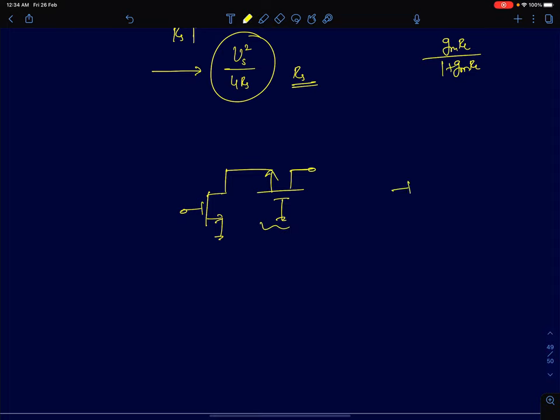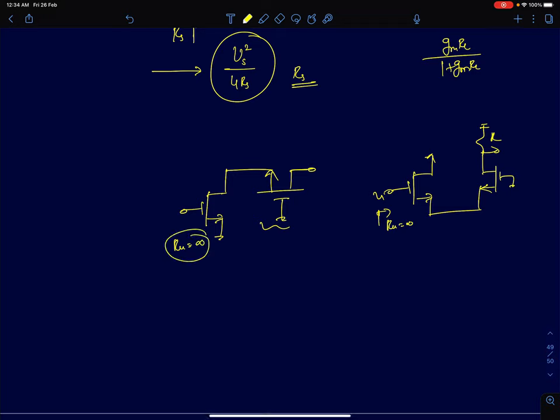Similarly, I can also have another scenario where I have a common drain amplifier followed by a common gate amplifier. In both these cases I'm ensuring my input resistance is infinity. So this is where a common gate amplifier is used in conjunction with either of these configurations, so that its problem of low input resistance is resolved, especially when amplifying voltage sources with high source resistance. So that's it. Those are the main salient points that we have discussed about the common gate amplifier.